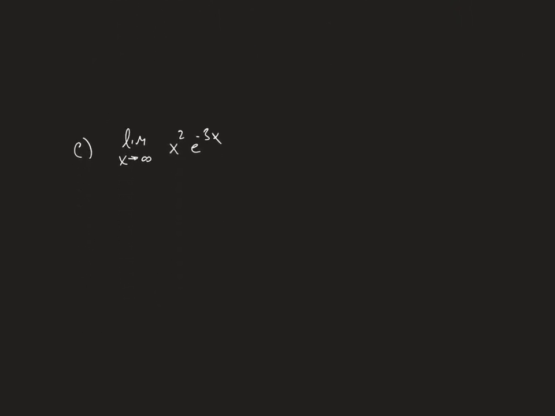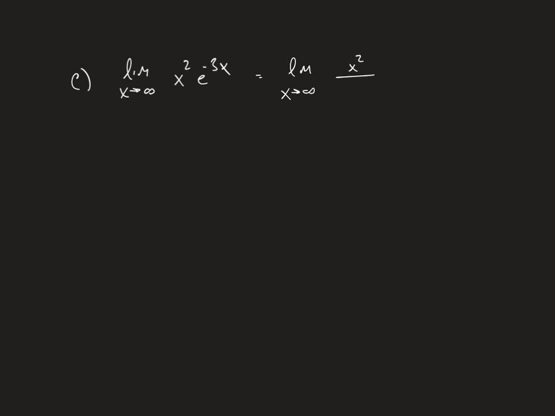Okay, and now for problem C, let's just take a look at what's going to happen here. I think it would be easy to look at this, just to rewrite it real quick, as the limit as x approaches infinity of x squared over e to the 3x, deal with that negative exponent. All right, it's nicer to look at it this way too because of what's about to happen.